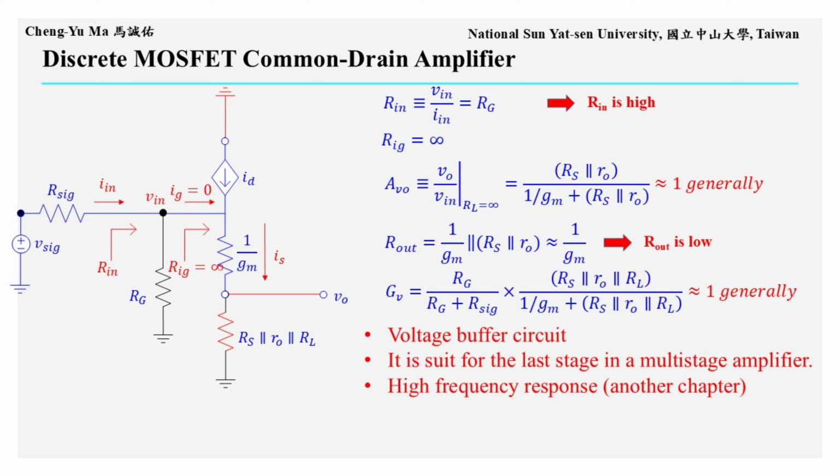Therefore, the CD circuit has high input resistance, low output resistance, and a voltage gain close to 1. This behavior is the same as the voltage buffer discussed earlier, which is used to solve input resistance and output resistance matching problems. So the CD circuit is a voltage buffer amplifier and is very suitable as the final stage of a multi-stage amplifier. The CD amplifier also has good high-frequency response, which will be discussed later.